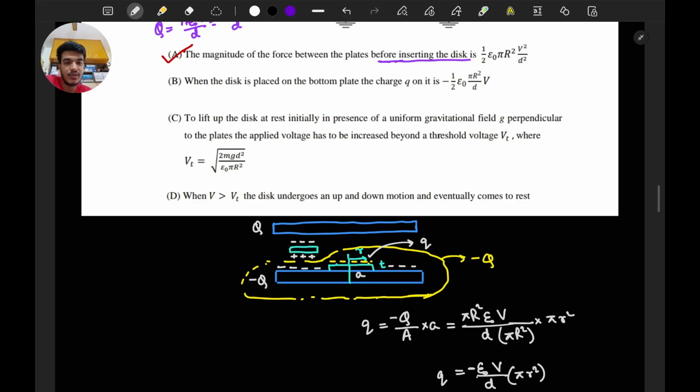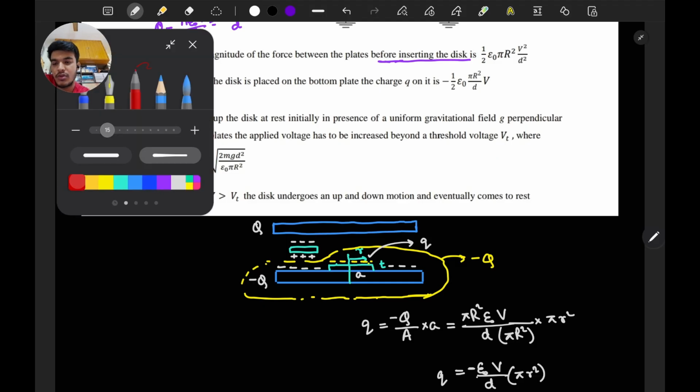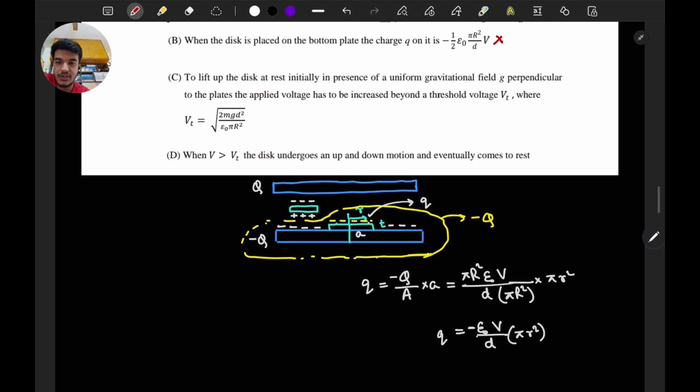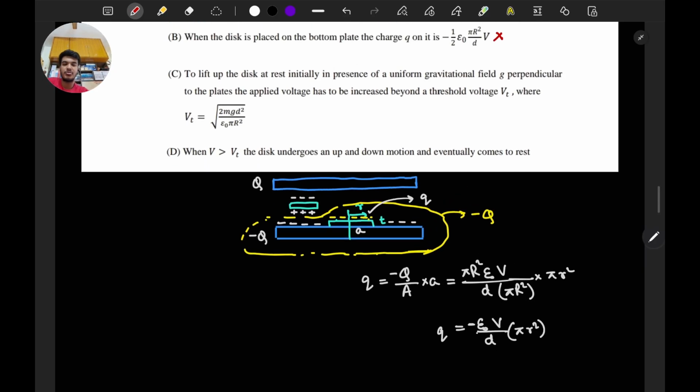But there is a half here which is incorrect, because there should not be any half, as I feel. So this option is incorrect. Now let us see what the other options say.